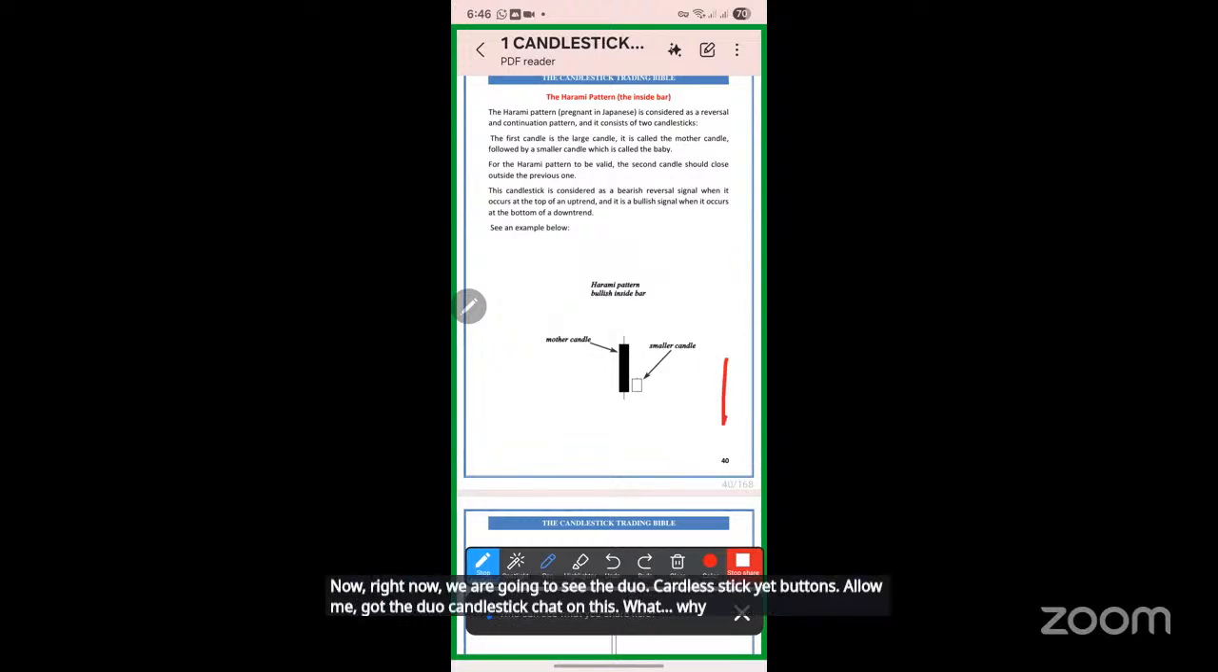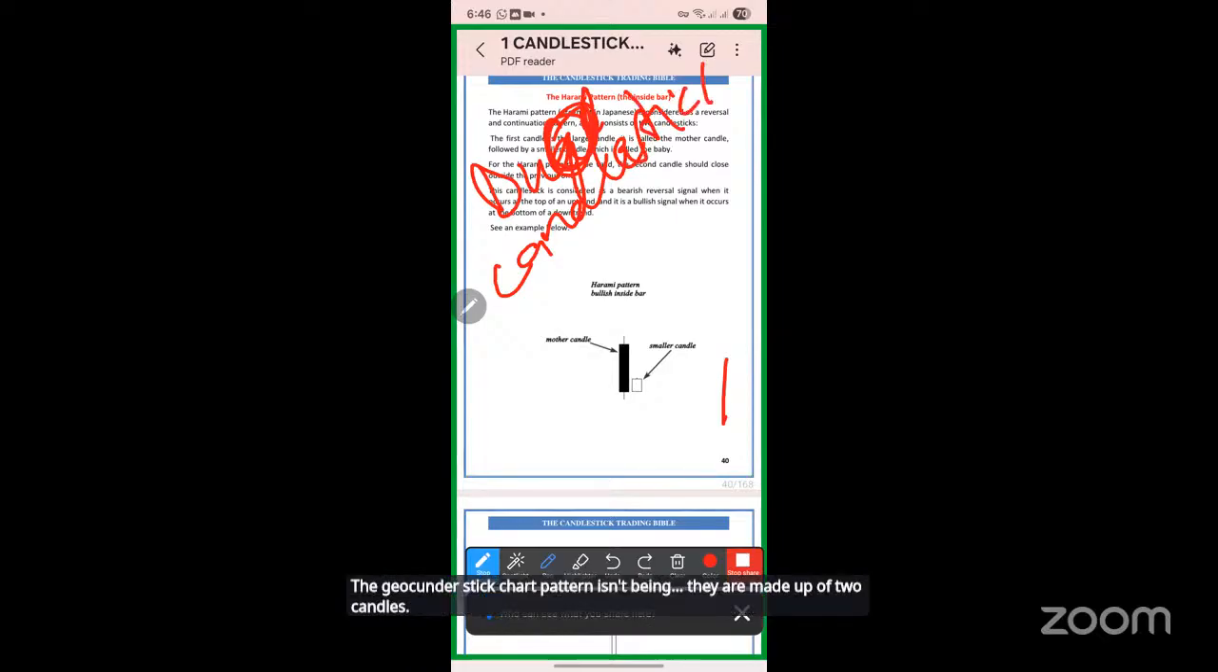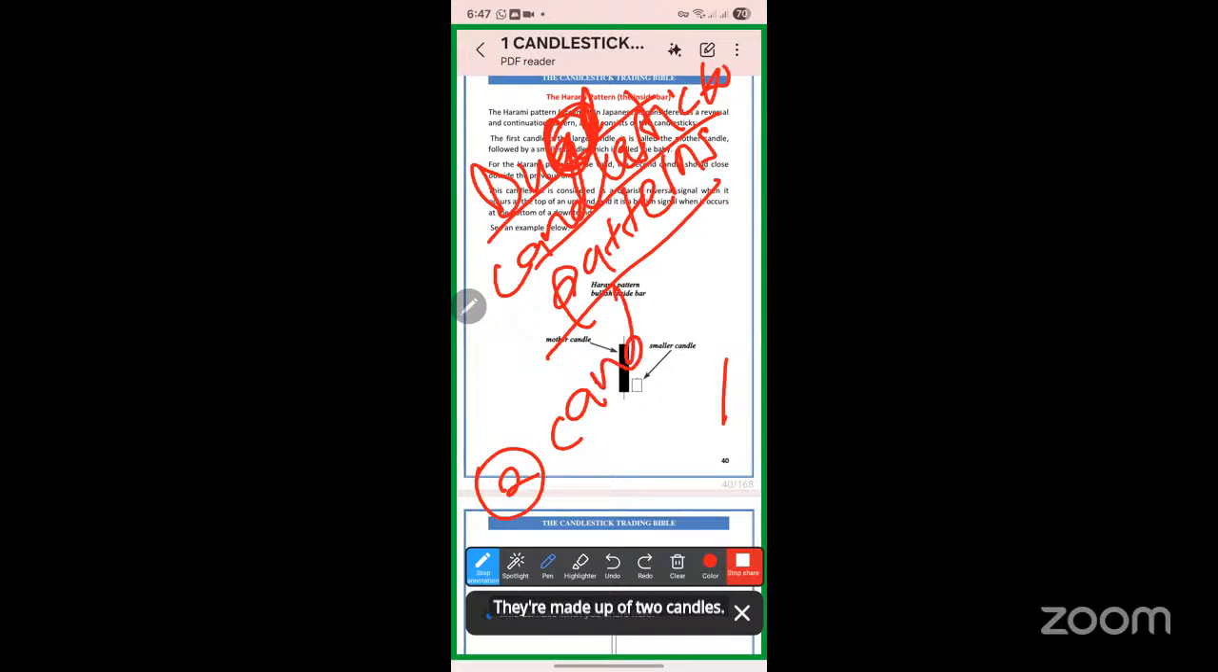Why are we calling them the dual candlestick chart patterns? Reason being, they are made up of two candles. So we combine two candles to make one chart pattern. That's why we are calling it this. We are going to see the dual candlestick chart patterns.